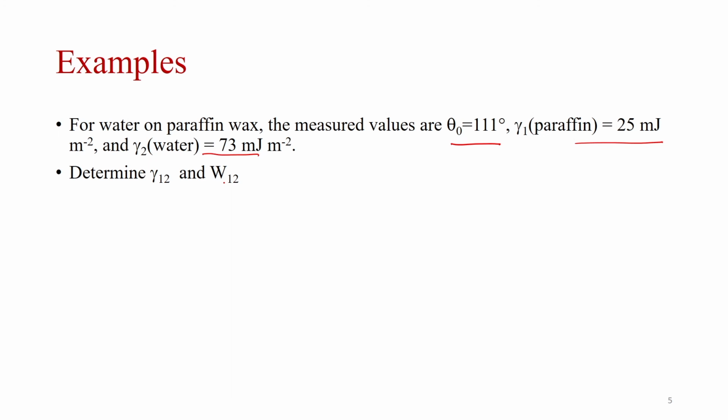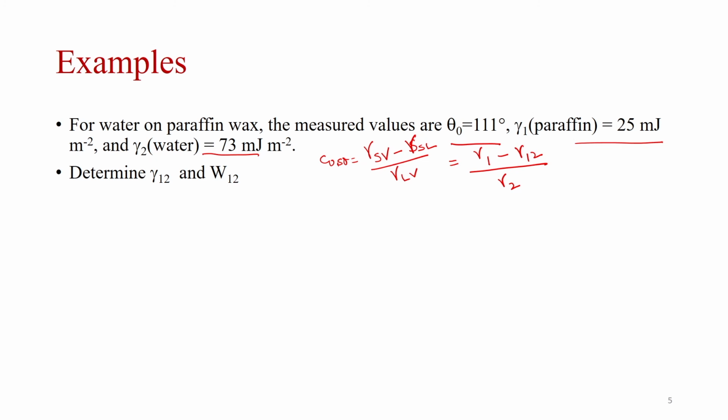Now, if you remember Young's equation, it says cos theta is equal to gamma SV minus gamma SL divided by gamma LV. Here we can write it in terms of gamma 1 and gamma 2. So, gamma SV means gamma 1 for paraffin, gamma SL means gamma 12, divided by gamma LV, where for the liquid we are considering gamma 2.